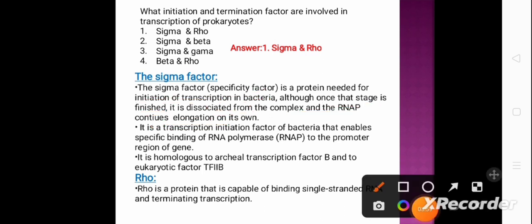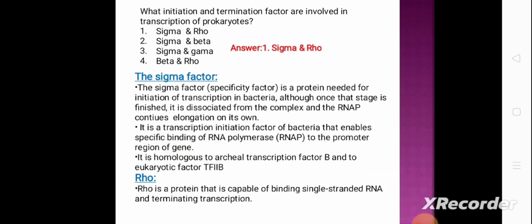The sigma factor is the transcription factor of bacteria that enables specific binding of RNA polymerase to the promoter region of the gene. So sigma factor is mainly responsible for the specific binding of the RNA polymerase to the promoter region of the gene. It is homologous to archaeal transcription factor B and to the eukaryotic factor TFIIB. Next, the Rho. Rho is a protein that is capable of binding single-stranded DNA and it terminates the transcription.